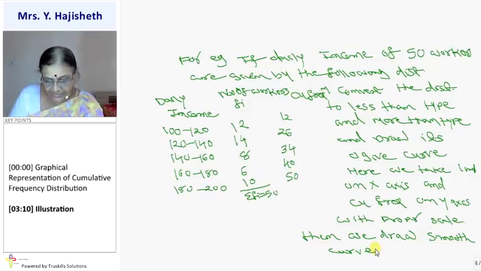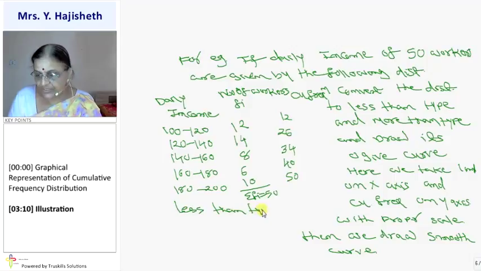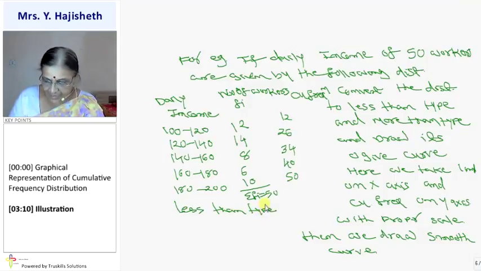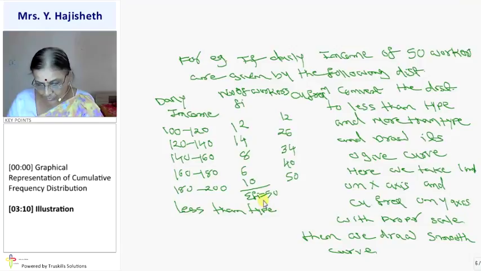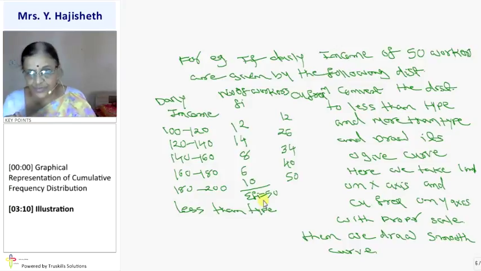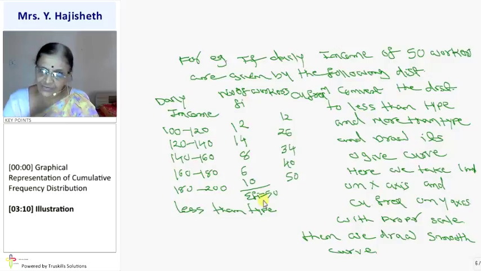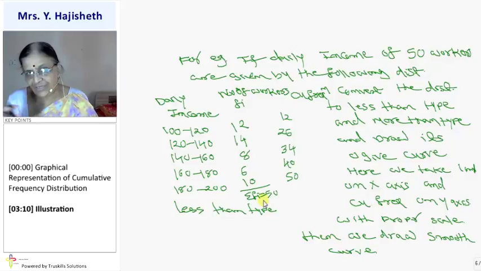See, less than type का बनाना है आपको. Suppose you want to form less than type distribution. तो less than type में you have to start with upper limit. Less than 120, less than 140, less than 160, less than 180, less than 200. And when you want to form more than type of distribution, then you start with lower limit. More than 100, more than 120, and last mein more than 180, like that. Okay, are you clear? What I said?